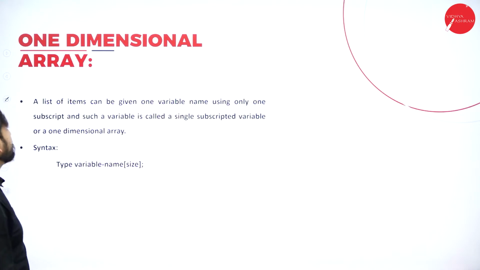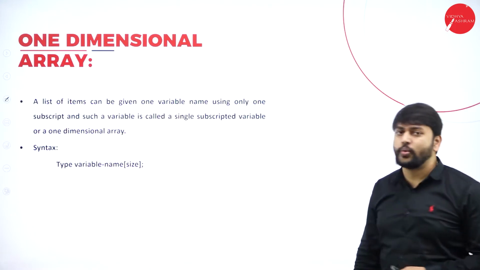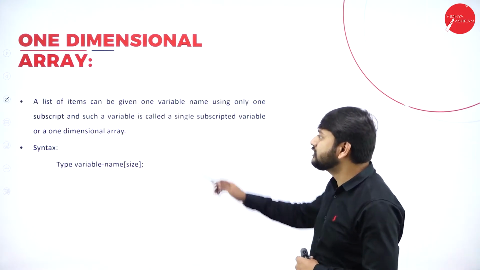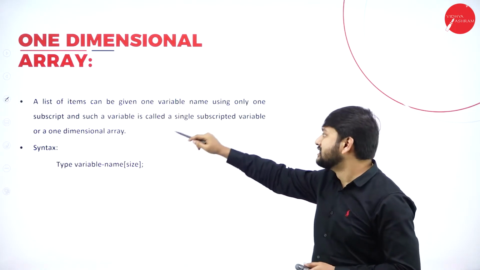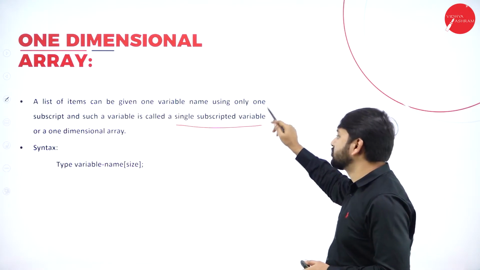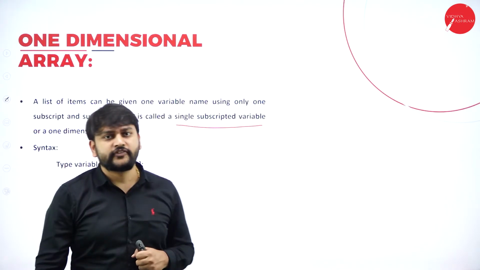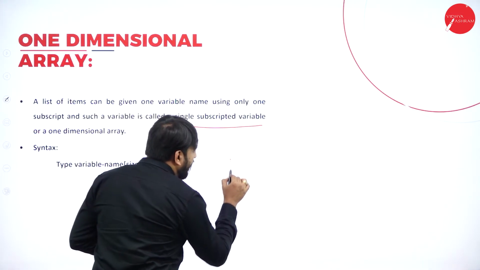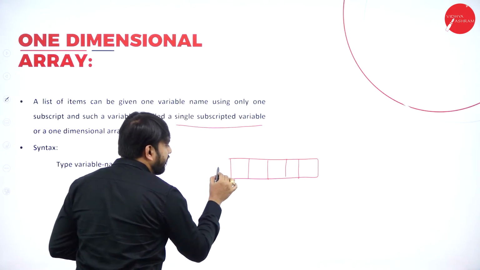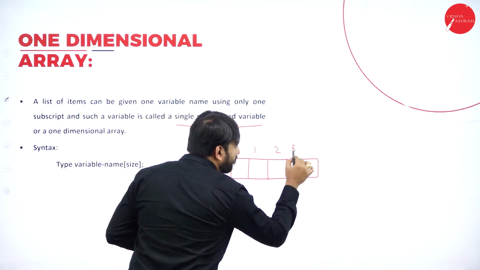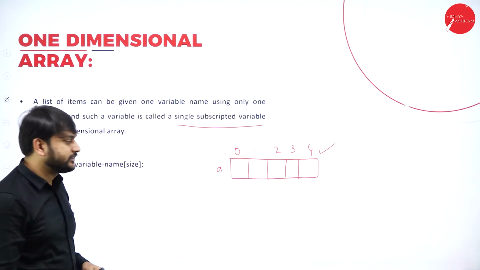Moving forward to the important thing, the one-dimensional array. What exactly is a one-dimensional array? Please listen to me carefully. The list of items given in one variable using only one subscript, such a variable is called a single subscripted variable or one-dimensional array. What exactly is this definition saying? Please understand, I have this. This is a beautiful array. This is what I will call the subscript or index. Another name for the index is subscript.